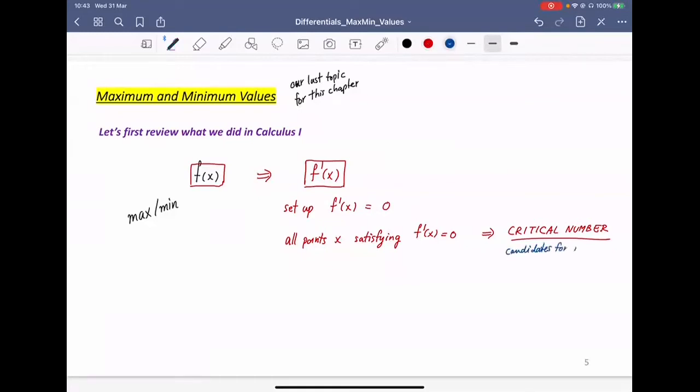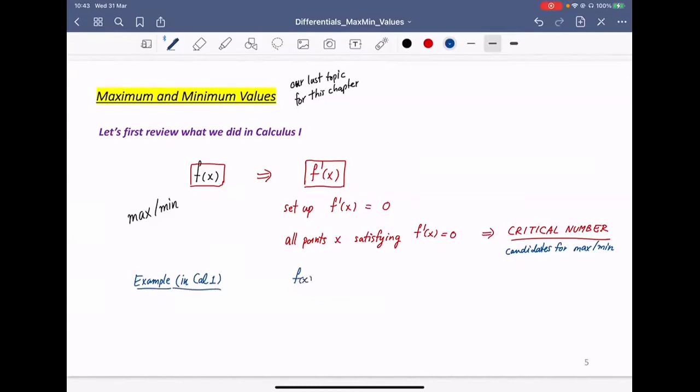And then you can check if it is max or min by using the second derivative test, or you can look at the graph of f prime. You have so many ways to check whether the critical number actually gives you max or min, or it could be the case that it doesn't give you max or min. Sounds good? For example, this is what we just did in Cal 1.